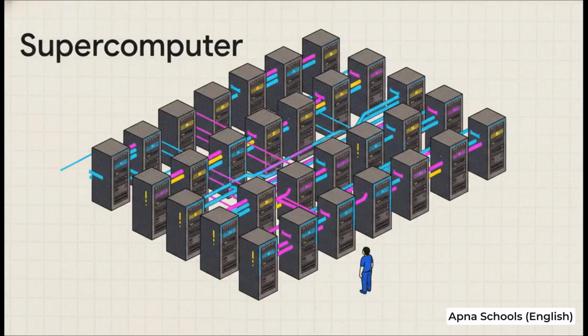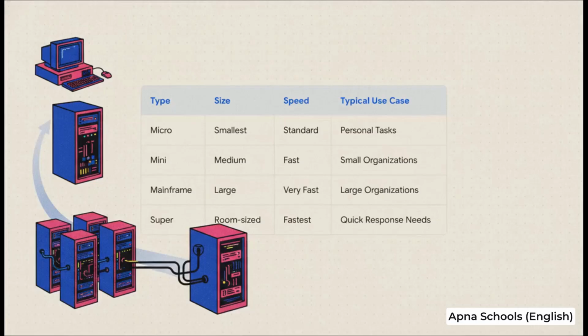And finally, at the very top of the mountain, is the supercomputer. This is the absolute biggest and fastest of them all. We're talking about speeds that are almost hard to measure. A machine like the Param 10,000 can easily fill an entire room and is built for the most mind-bendingly complex jobs you can imagine, where getting an answer in seconds is absolutely critical. So if we lay it all out, you can see a really clear pattern. As you go from a microcomputer all the way up to a supercomputer, the physical size gets bigger, the speed just skyrockets, and the job it does goes from simple personal tasks to gigantic problems that need answers right now.